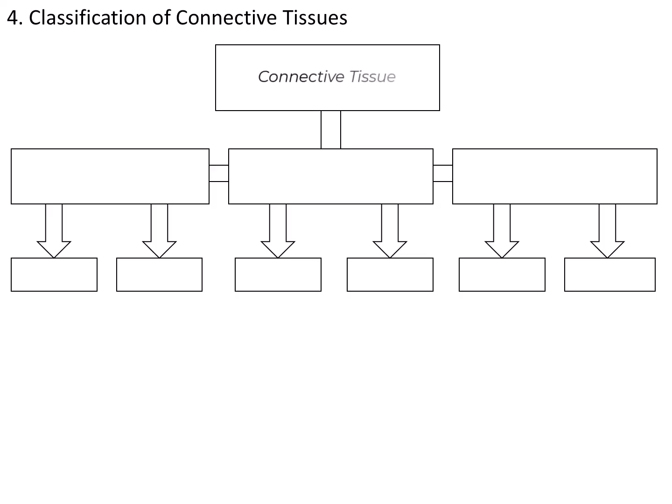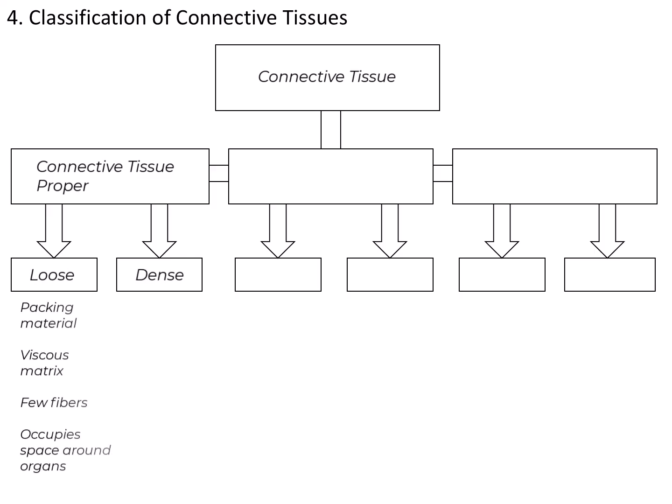Let's look at how we classify connective tissues. There are 3 primary classifications of connective tissues. The first is connective tissue proper. Connective tissue proper consists of loose connective tissue and dense connective tissue. Loose connective tissue is like packing material. It has a more viscous matrix. There are very few fibers, and it's really good to occupy a lot of space around organs. Dense connective tissue, on the other hand, has a lot of fibers and much less matrix.